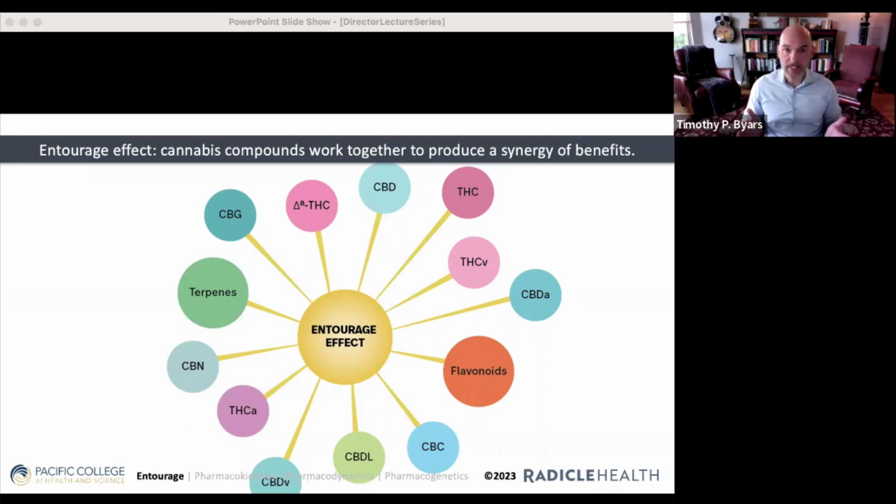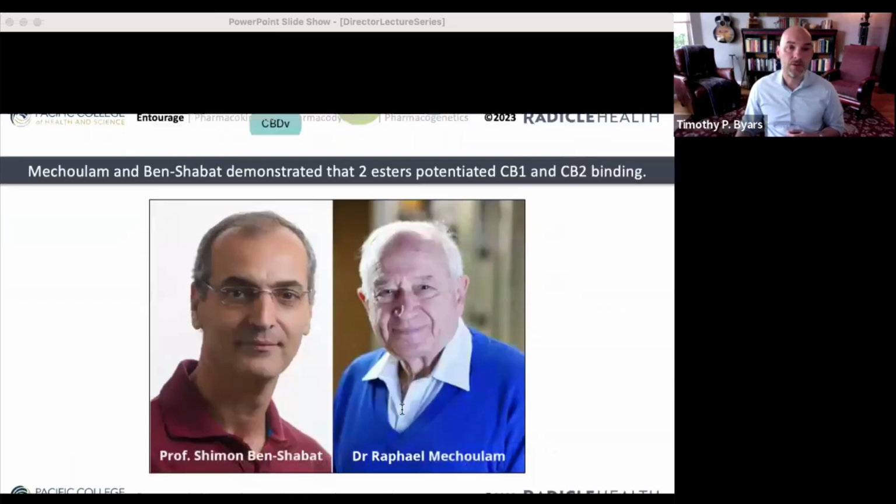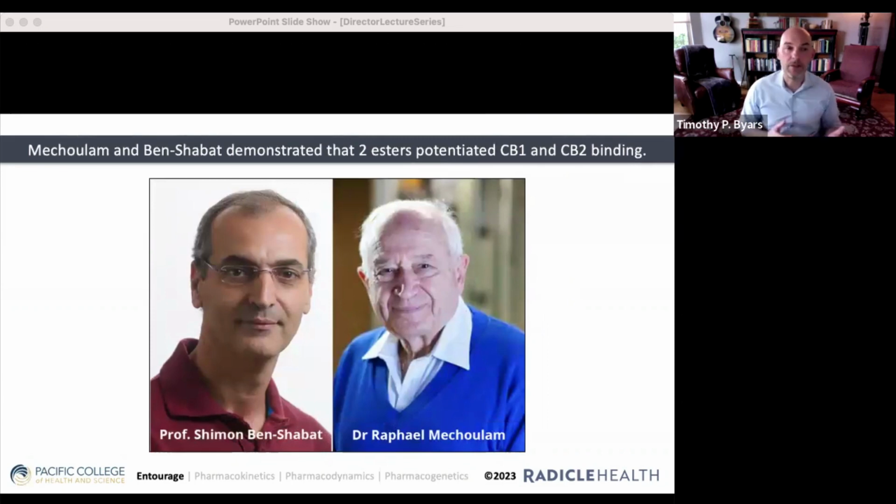Obviously, chemical compounds interact in our bodies. That's what chemical compounds do. But we want to look more closely at the idea of entourage effect and see how it might inform our understanding of cannabis pharmacology. So let's start with these 2 guys, Raphael Mechoulam and Shimon Ben-Shabat. In 1998, they were working in the lab together. They discovered that 2 esters, which had no binding affinity to cannabinoid receptors, did significantly potentiate the binding of 2-AG, our endogenous cannabinoid, at the CB1 and CB2 receptors.